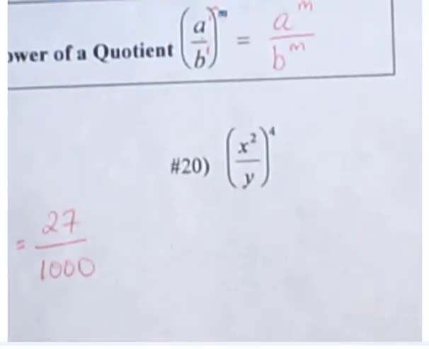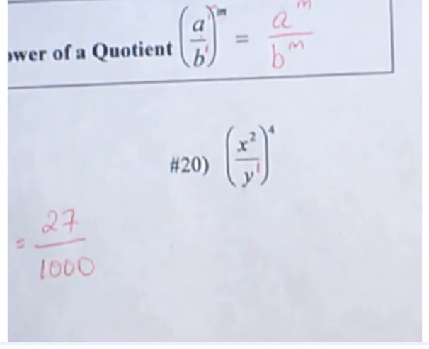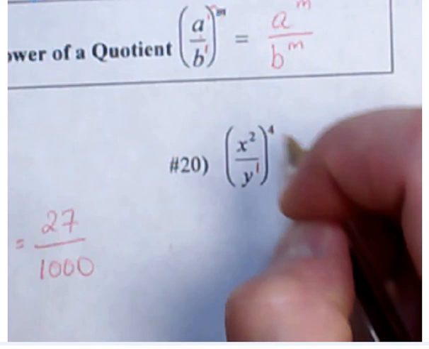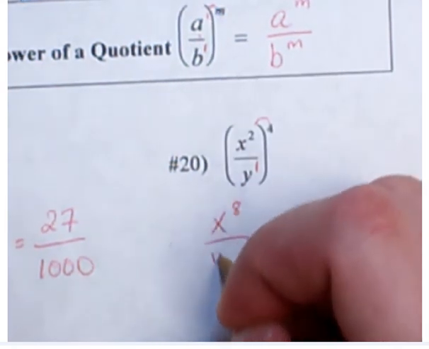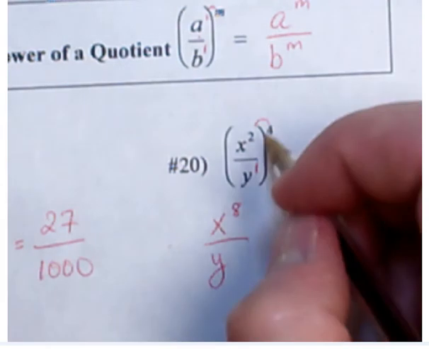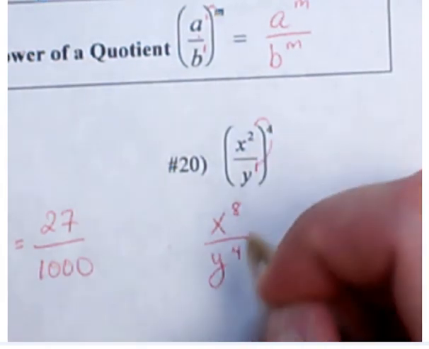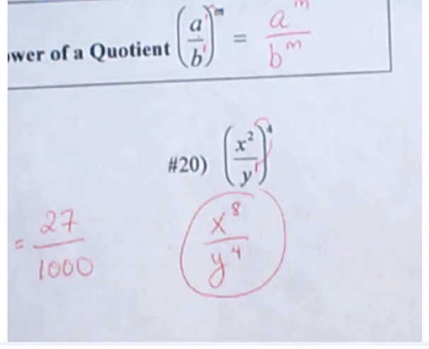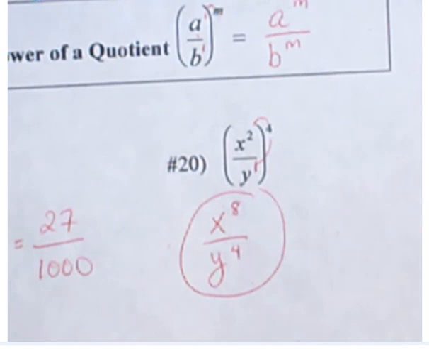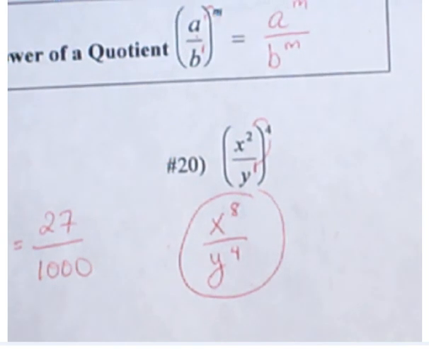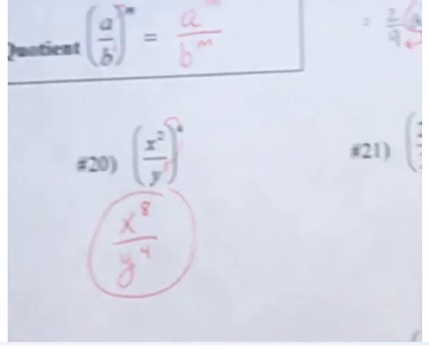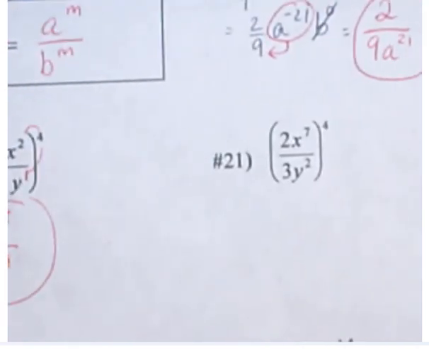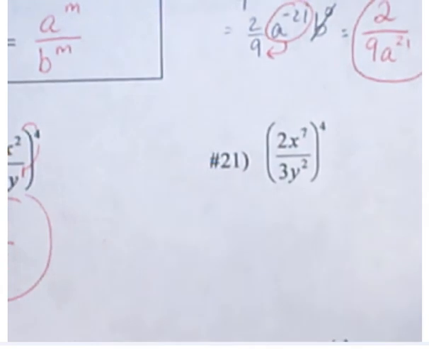Number 20, let me write down the exponent for the y, that's a 1. This 4, that's a power to a power, that's x to the 2 times 4, which is 8. And then this is y to the 1 times 4, which is 4. That's it. You can't divide it because that's already finished. These are different variables, so you can't do anything with those. Number 21. All right, well there's a lot going on there.